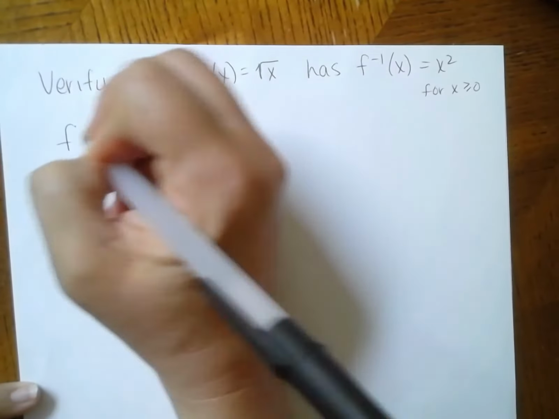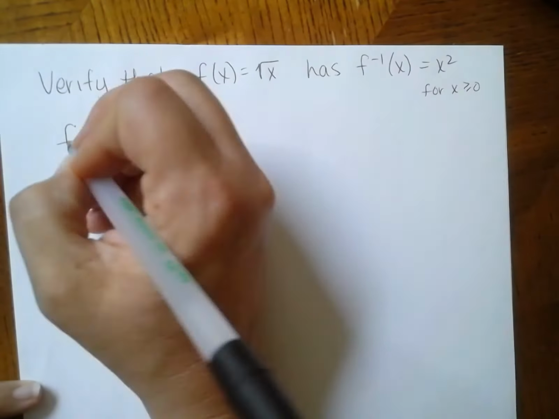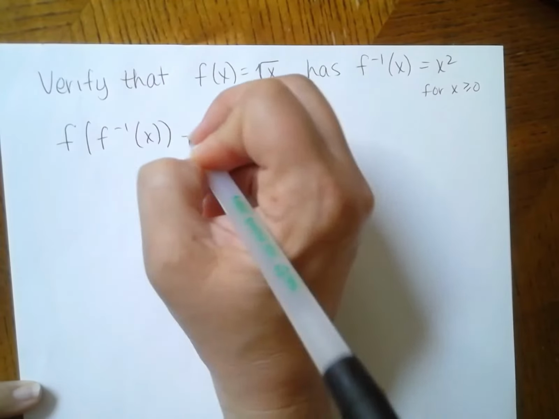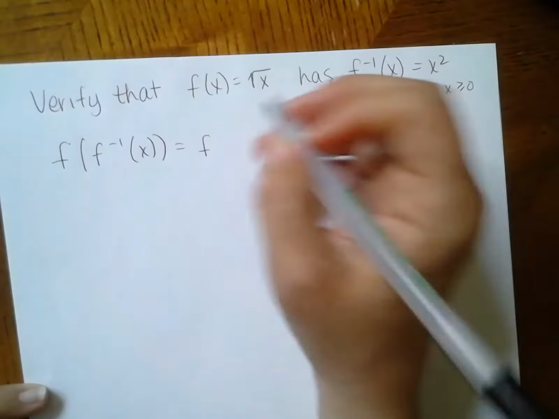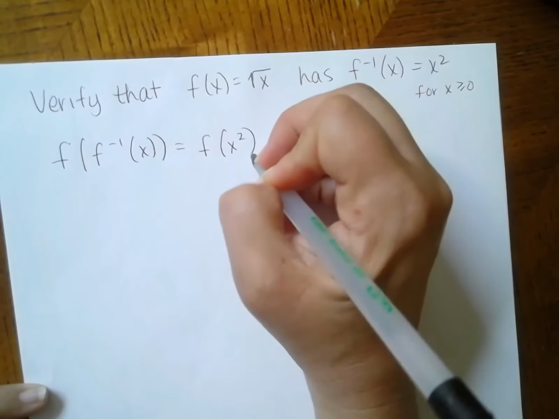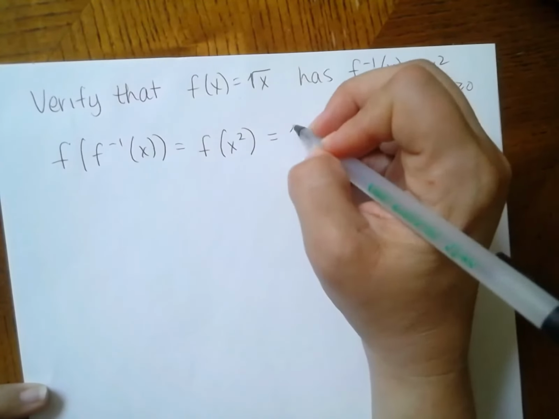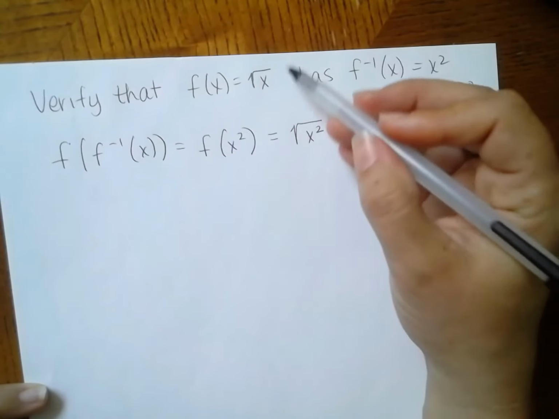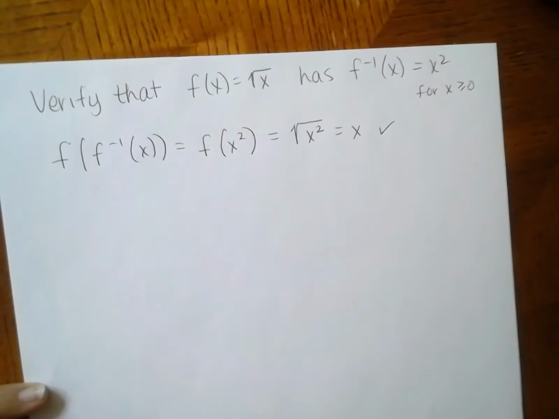I'm using the definition that when I compose them in either direction, I should get plain x. So let me put f on the outside first, of f inverse of x. I'm just going to compose them. That means I'm going to take f and plug in x squared. So I'm going to take the square root of x squared, plugging in x squared for x. And the square root of x squared is x. So this is good. It's looking promising.